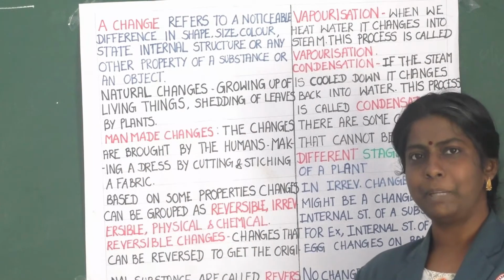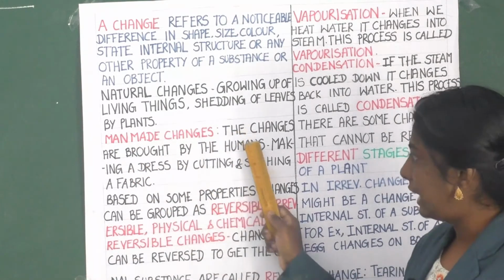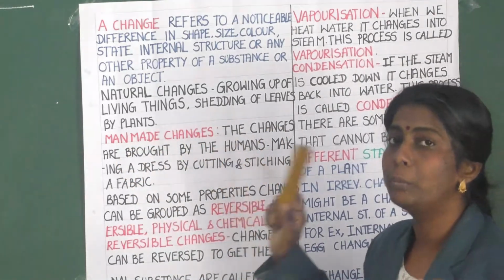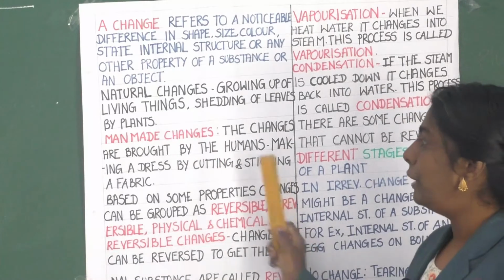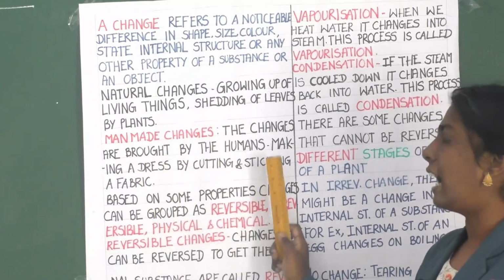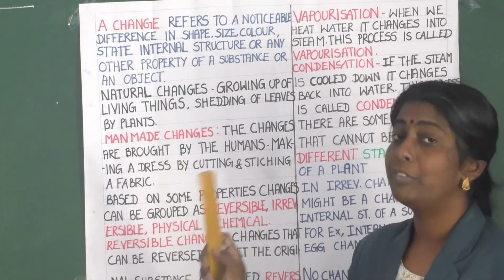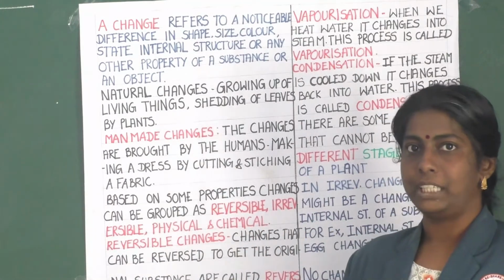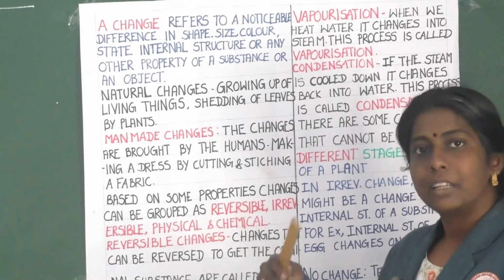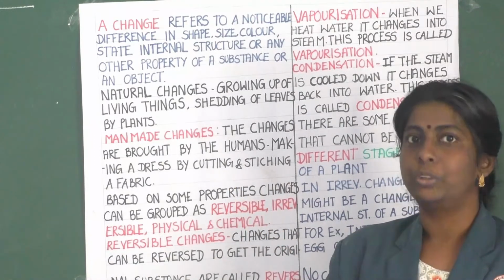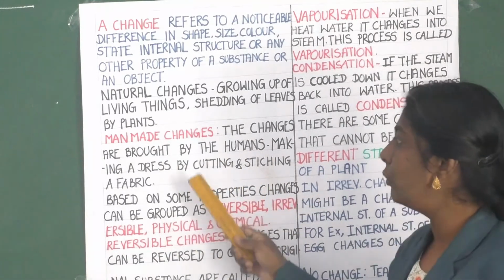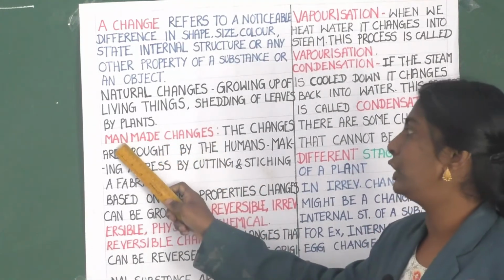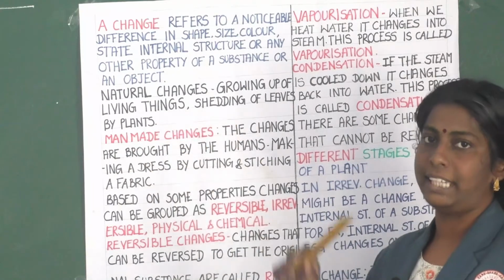Next thing about man-made changes. So, what do you mean by man-made changes? The changes are brought by the humans. For example, making a dress by cutting and stitching a fabric. We are changing the original form into different types of material, right? Like frock or churidar or anything. So, here since we are making a change, that is mentioned to be a man-made change.